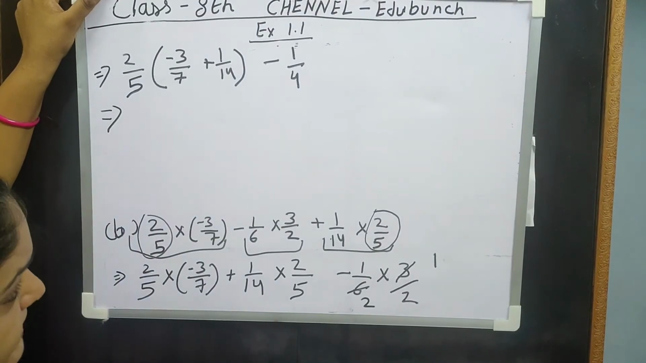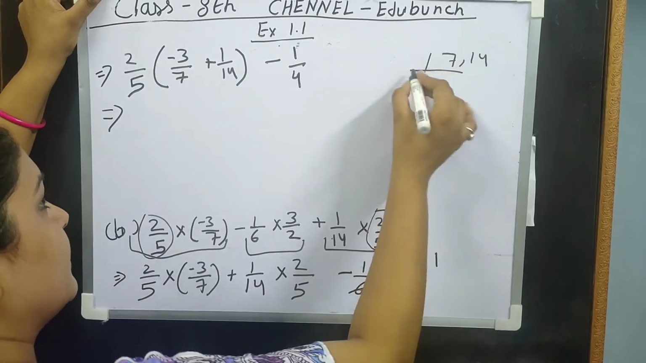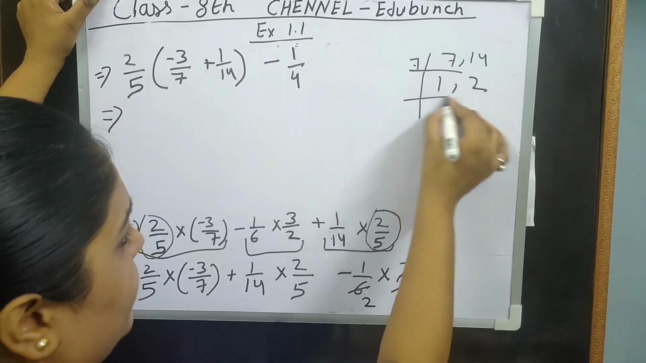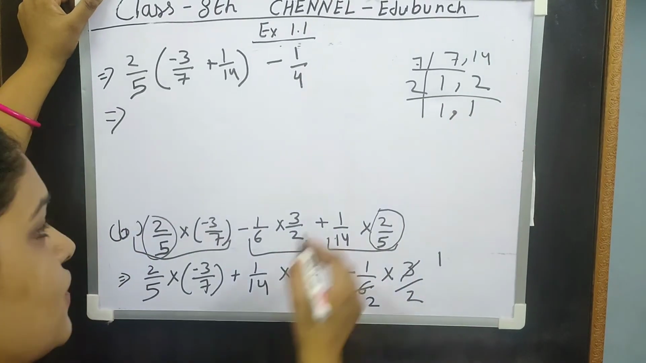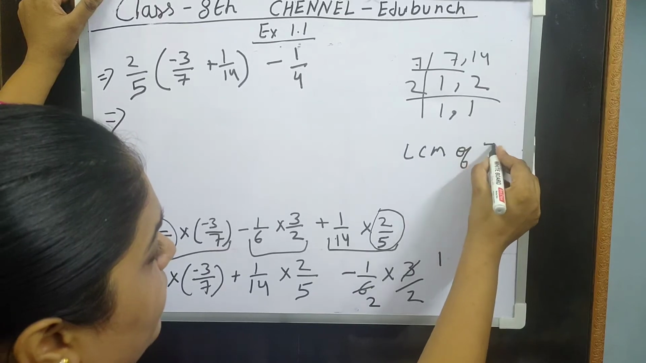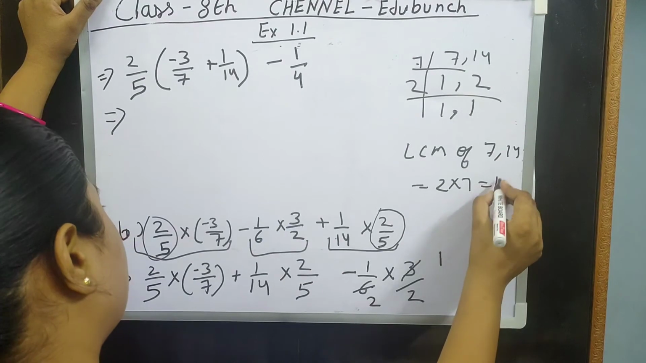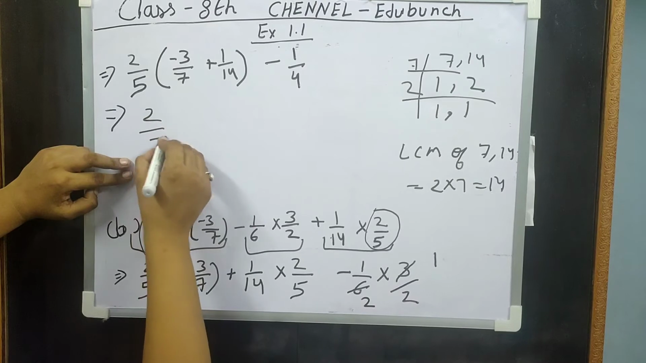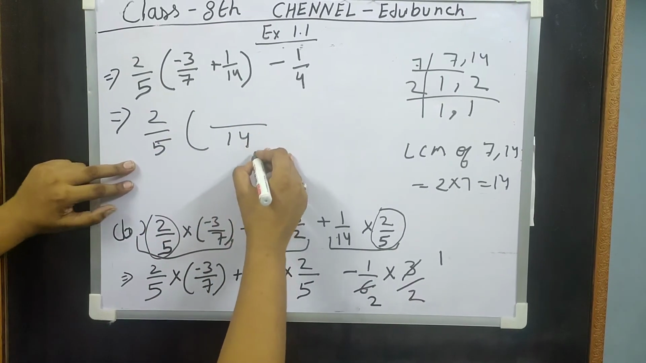So we get this digit after solving a few steps. Then after we solve this, we have to take a common of 7 and 14. 7 ones are 7, 7 twos are 14, here 2, 2 ones are 2. So LCM of 7 and 14 is equal to 2 into 7, which means it becomes 14. So here we will take 14 as the LCM of both.